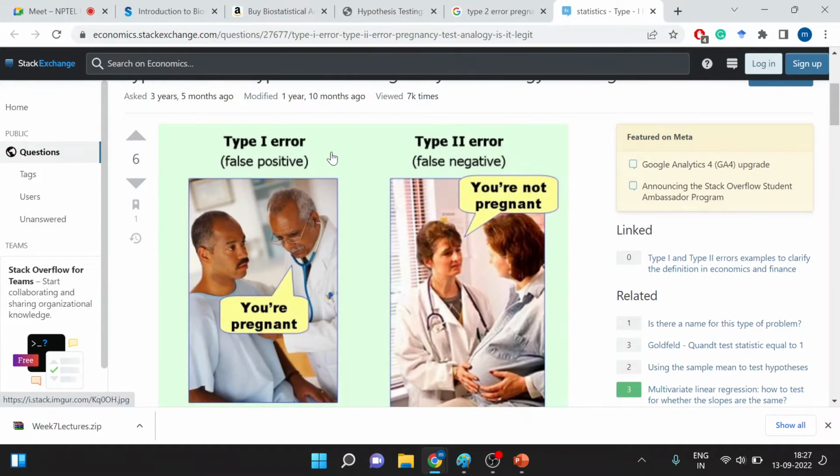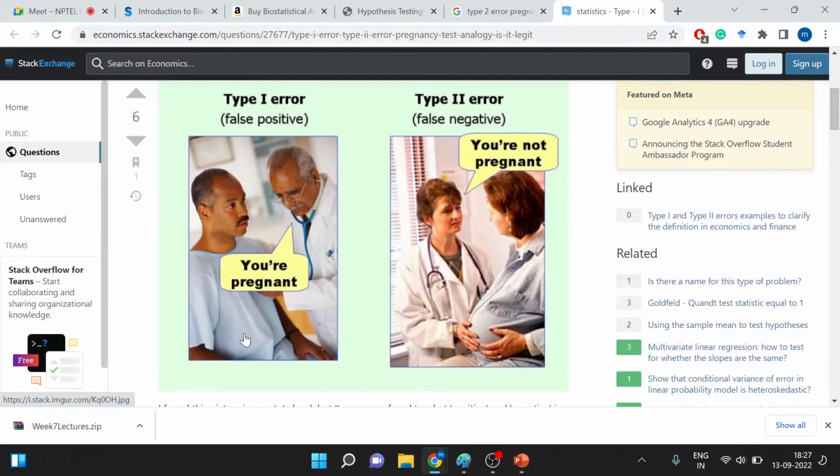So type 1 error is when you get a false positive. What is a false positive? For example, this man here cannot be pregnant, right? But you detect him as being pregnant. That's a false positive. The null hypothesis is he's not pregnant, and the conclusion you're making is he's pregnant. So you're rejecting the null hypothesis falsely. That's a type 1 error, or more easily, a false positive.